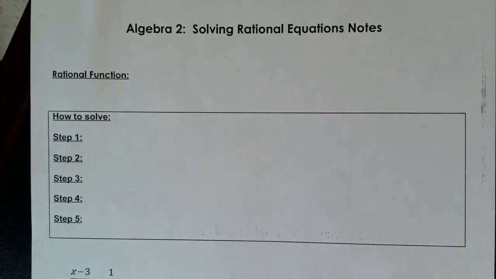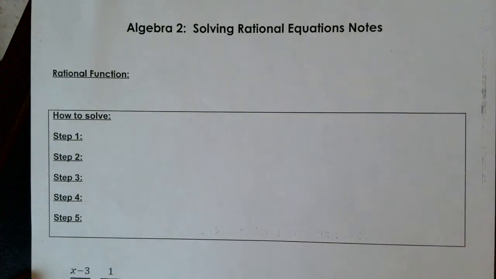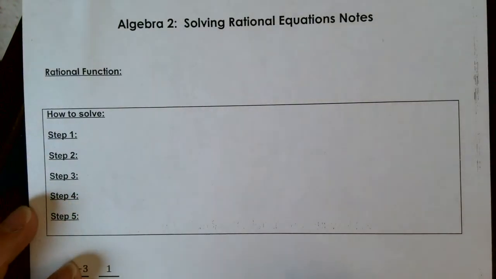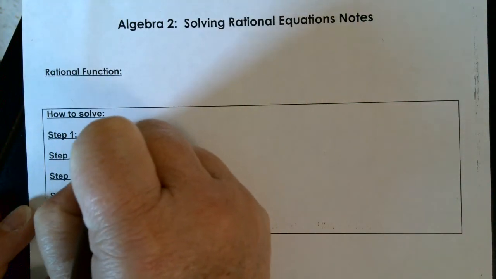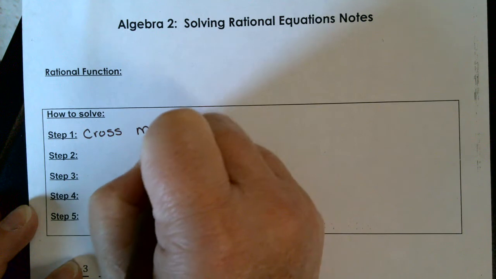So the last section in the unit, the rational functions unit, is solving rational equations. So we'll start with the steps. The first one is to cross multiply.